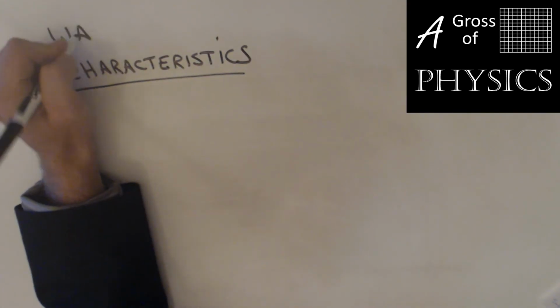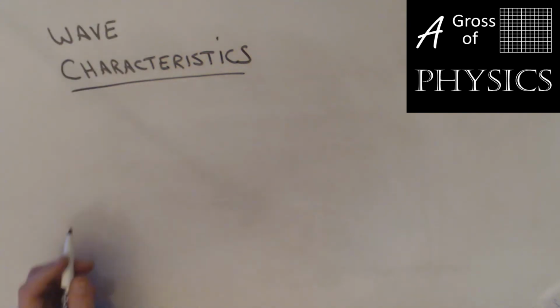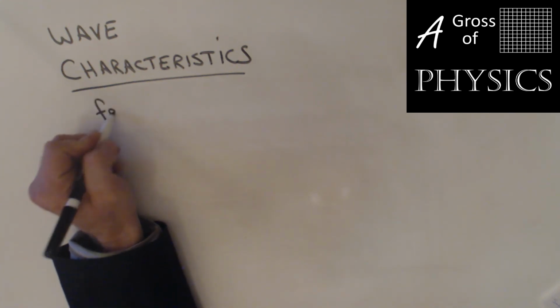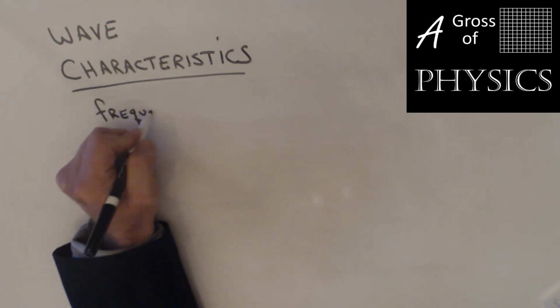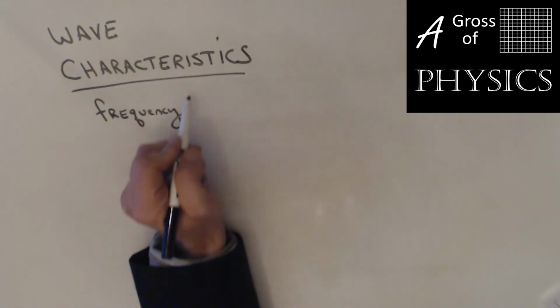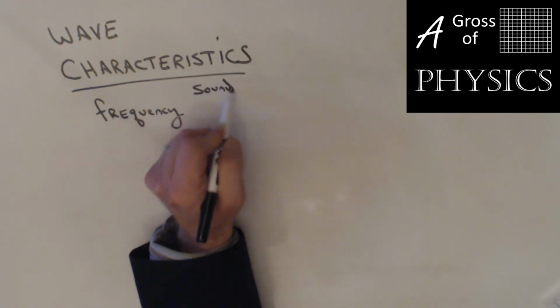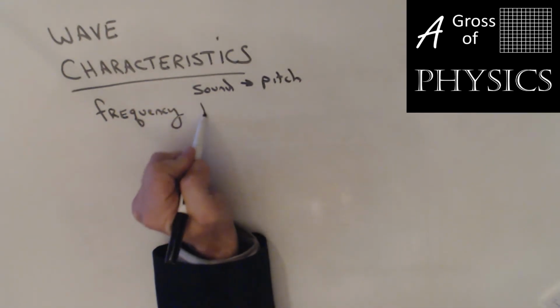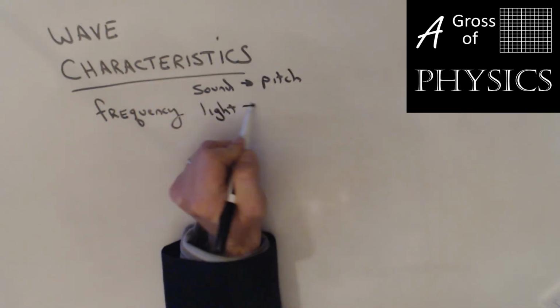All right, we have different wave characteristics that are going to be important, and we're going to discuss them individually. First, we'll talk about frequency. Now, the two waves that we typically talk about in this course are going to be sound versus light. If we're talking about sound, that's going to be the note or the pitch. If it's light, it's the color.